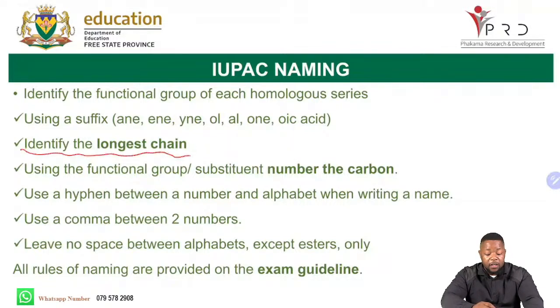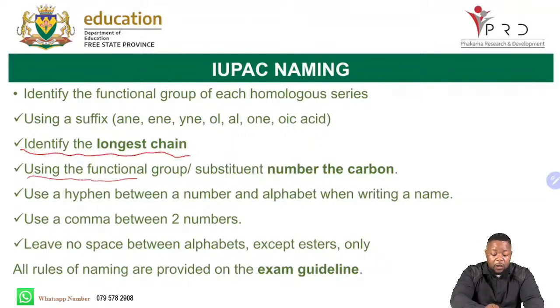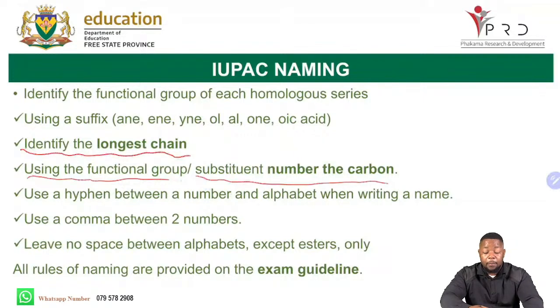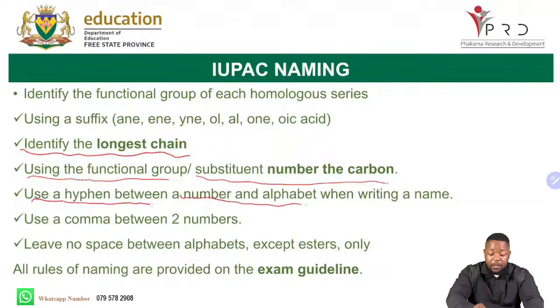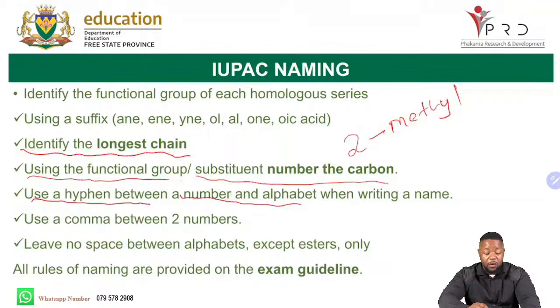Now, after that, it is very important that you start noting the longest chain. The longest chain is very important in giving us the parent chain. And then using the functional group, we can also identify the substituents or the branches after we have numbered the carbons on the longest chain. And then we also want to remind you of the hyphen between the number and the letter. There is a hyphen, which you normally call the dash. We normally put the hyphen between a number and a letter. For example, if we want to write 2-methyl, we are going to write 2, then the hyphen, then we write the methyl. It is very important to remember that.